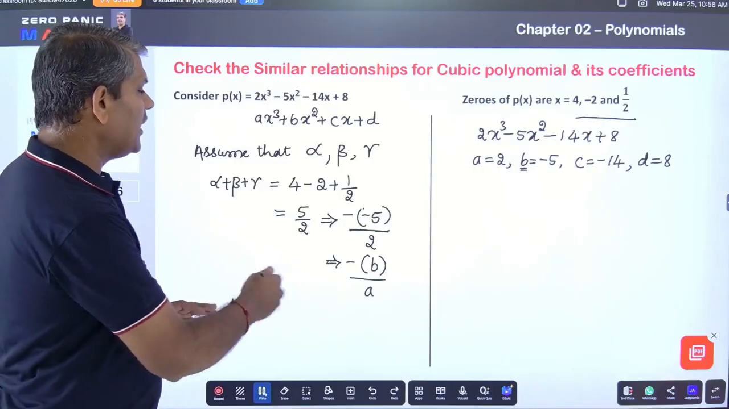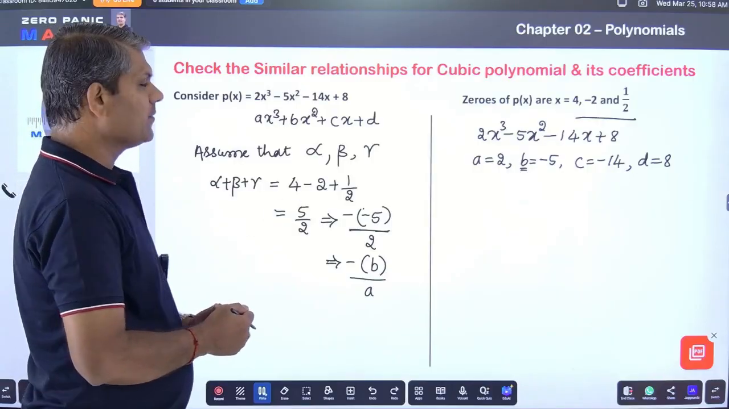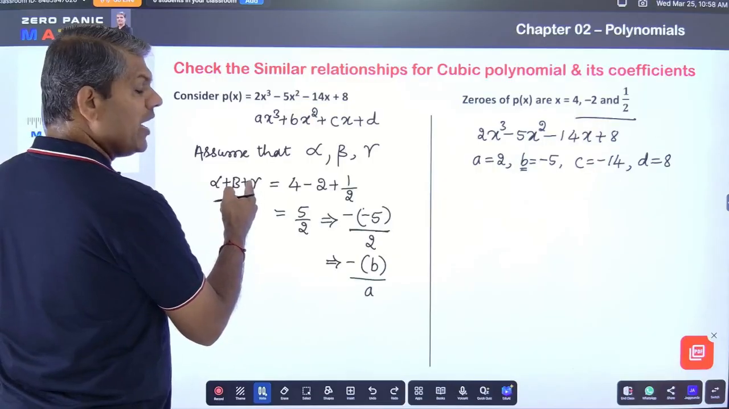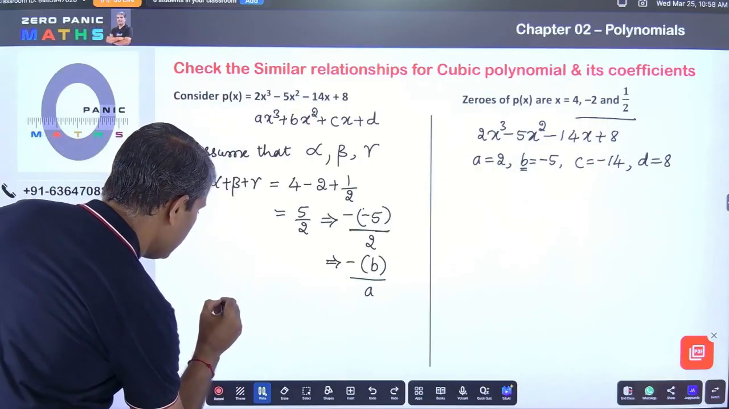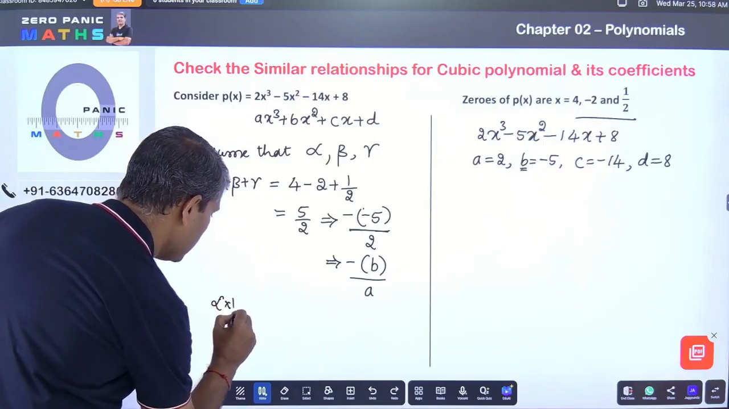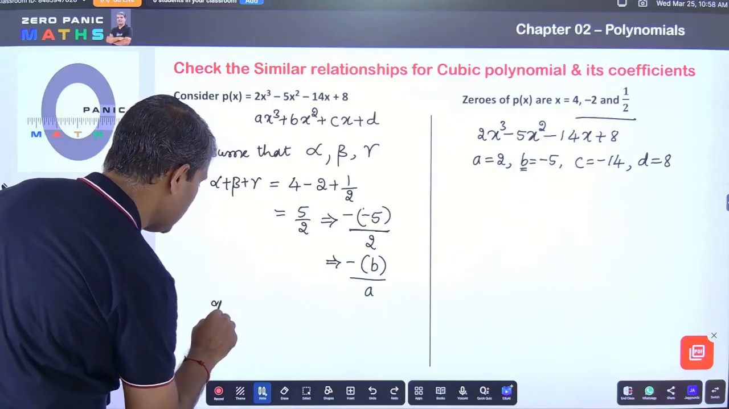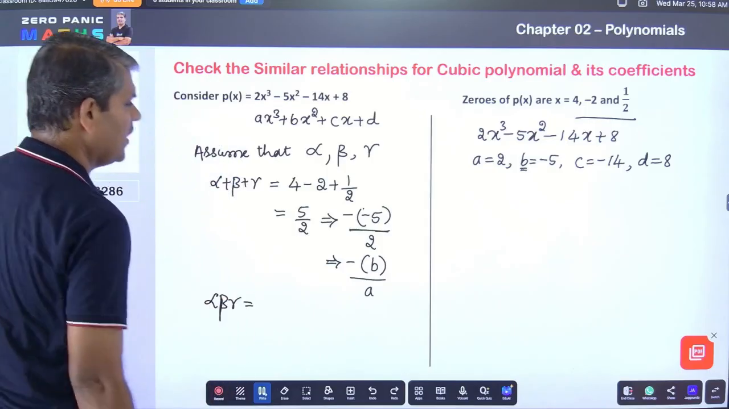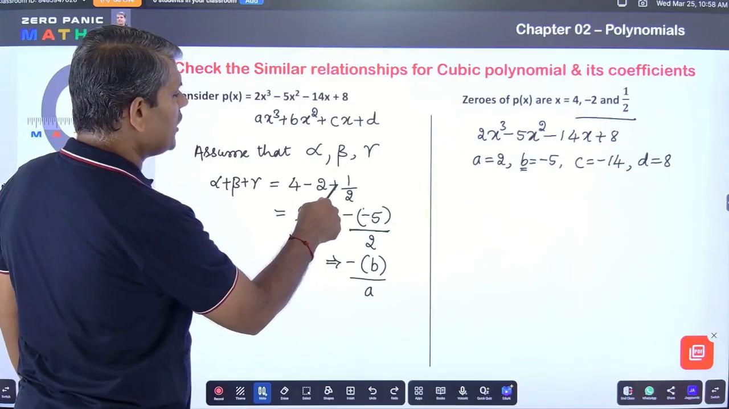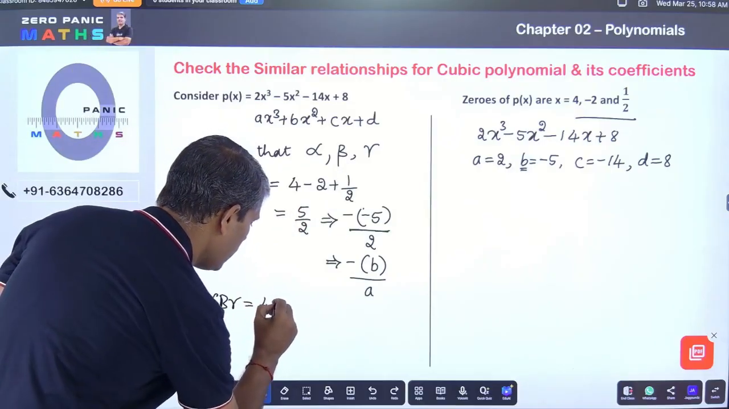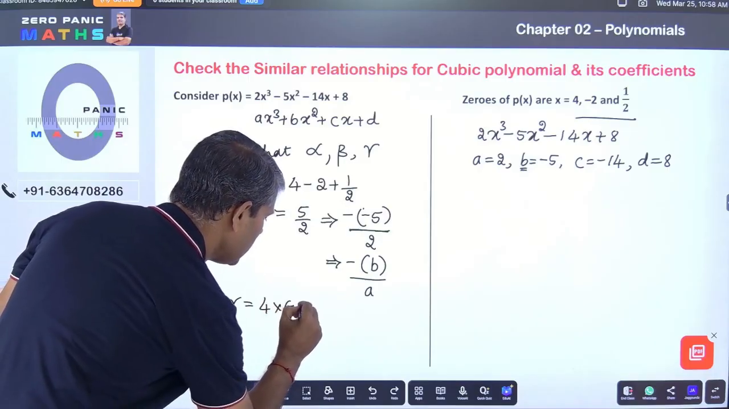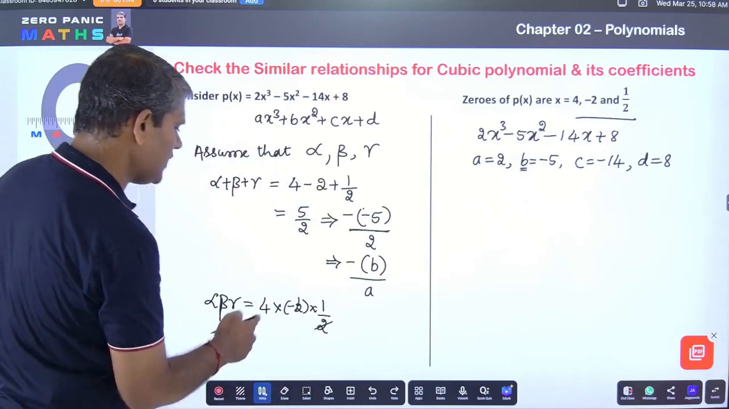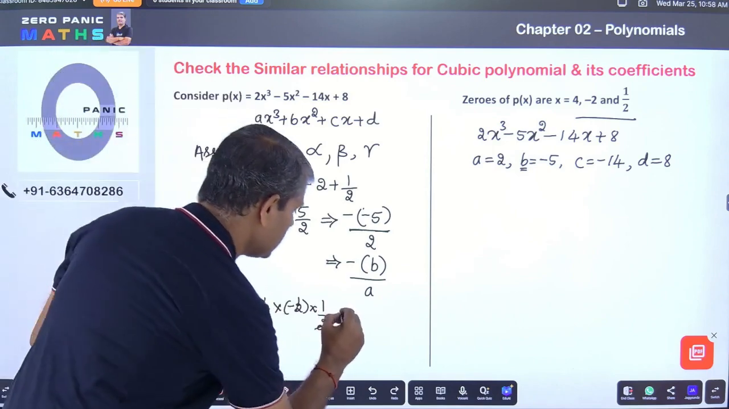Now let us continue with the product. The product is alpha multiplied by beta multiplied by gamma, or I can directly say alpha beta gamma. Alpha beta gamma is 4 multiplied by minus 2 multiplied by 1 by 2. So the 2 and 2 get cancelled. Minus 1 into 4, which is minus 4.